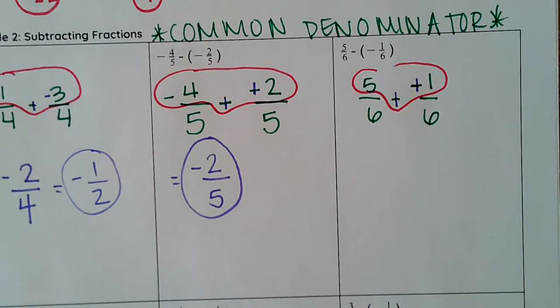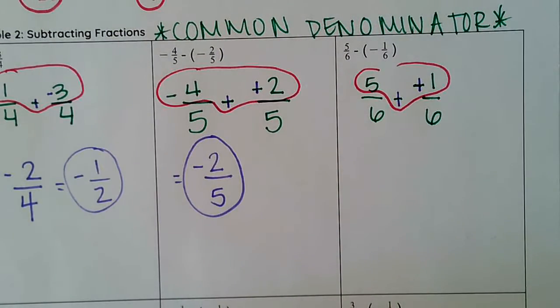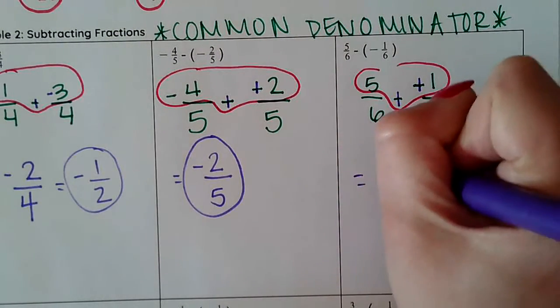Opposite of -1 is +1. Here I take 5 plus +1, getting me 6.